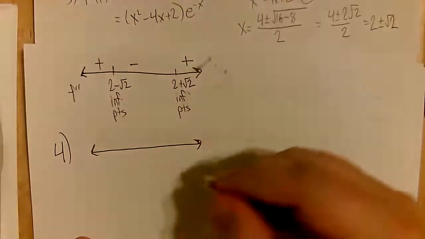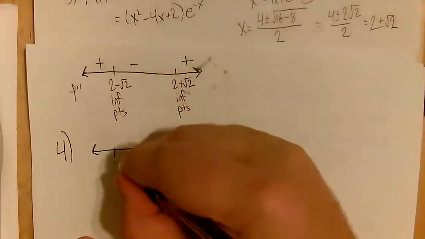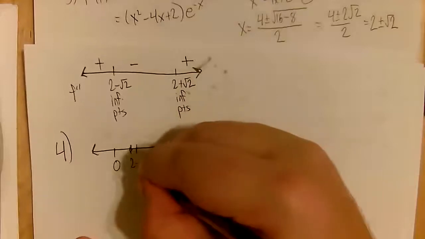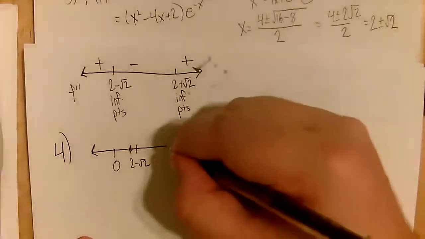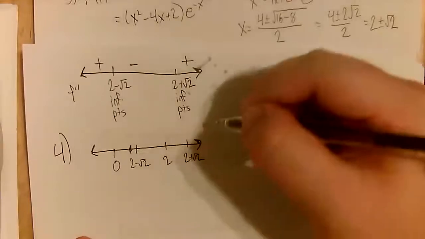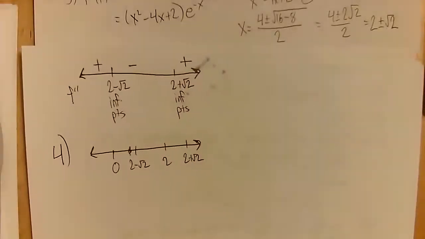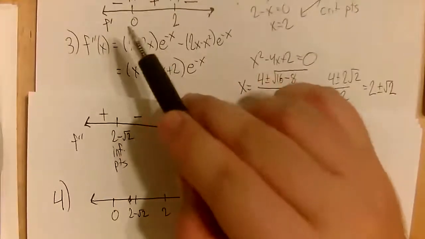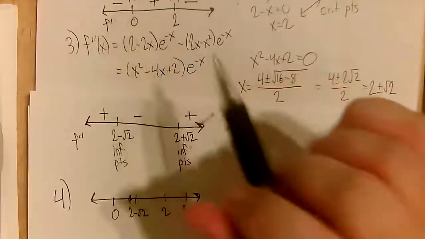Okay, let's label all of our points. So we have 0. A little after that, we have 2 minus root 2. We have 2, and then we have 2 plus root 2. All right, now let's look at what we have here. So for f prime, before 0, it's going to be negative.